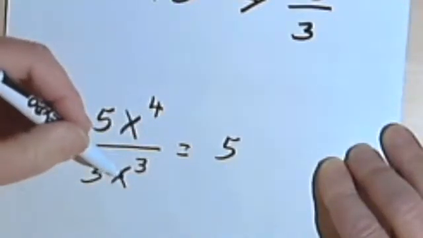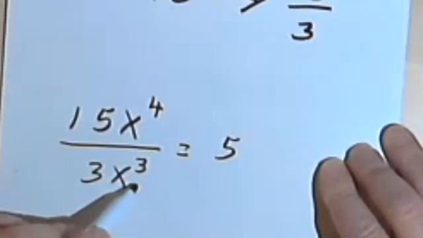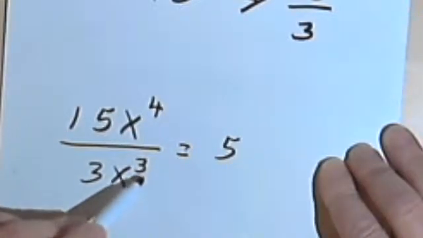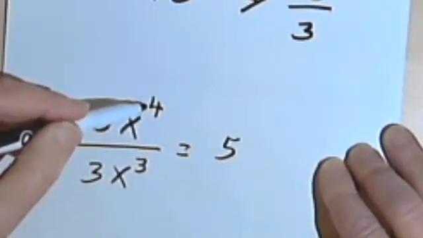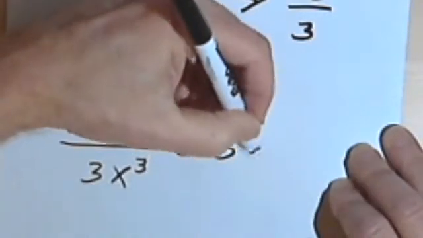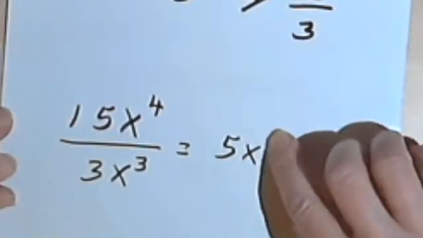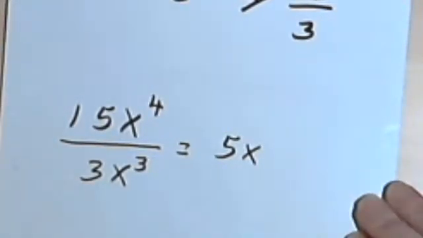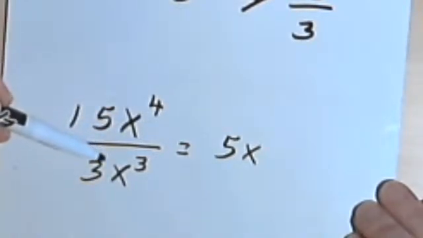And the rule for division is, take the exponent that you have in your denominator, this x to the third, so the 3 is the exponent, and subtract that from the exponent in the numerator. So 4 minus 3 is going to be x to the first. And of course I don't have to write that 1, since if I just write 5x, that's going to be understood.